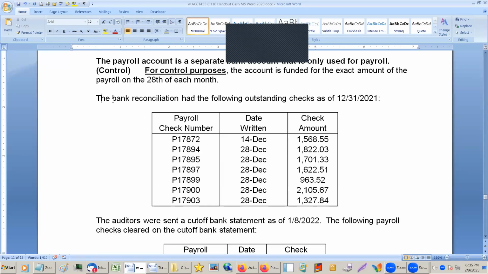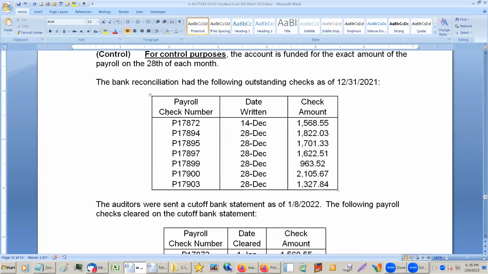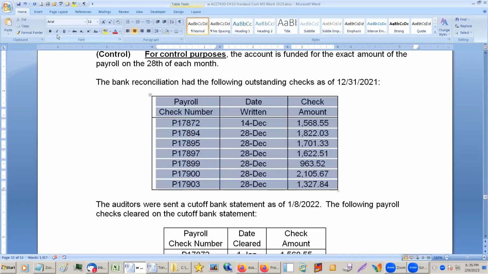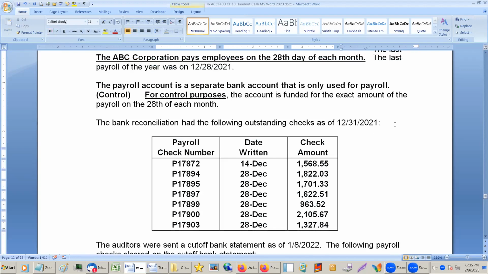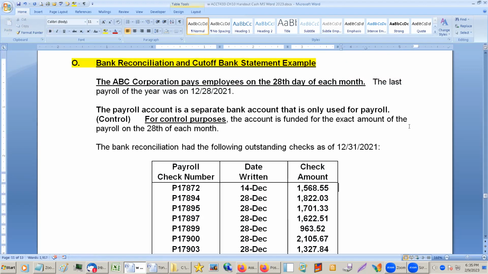Okay, looking at the bank reconciliation, I had the following outstanding checks as of 12/31. Looking at these outstanding checks, there's something that immediately should jump out at you. The check that's written 12/14. Yeah, that's not supposed to be there. They say up here, and this is probably something they told you, that we write the checks every, but obviously there's some kind of exception for that.